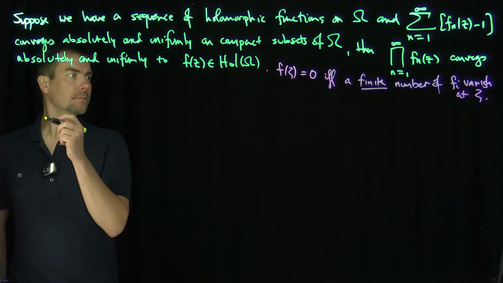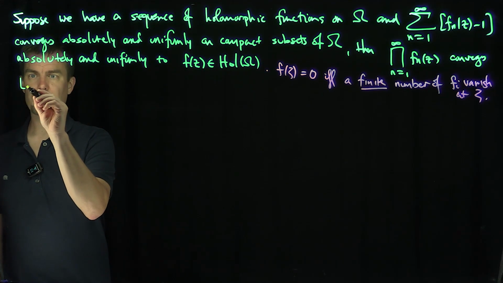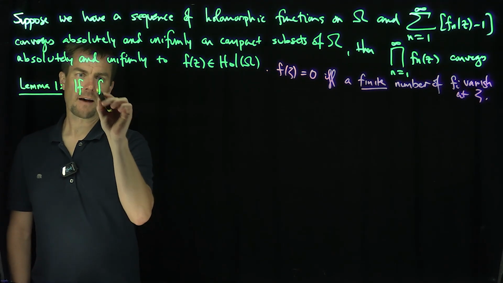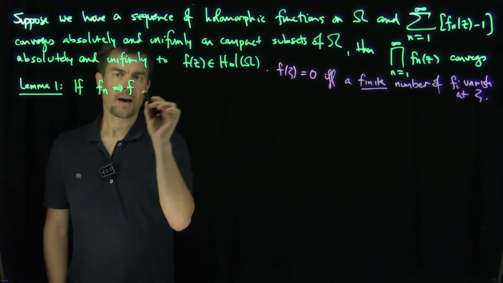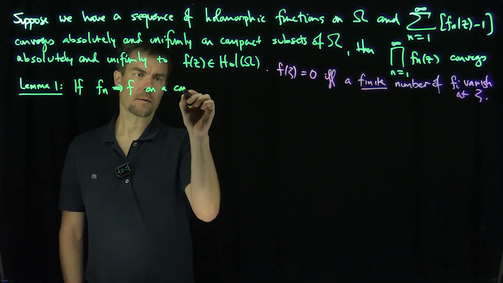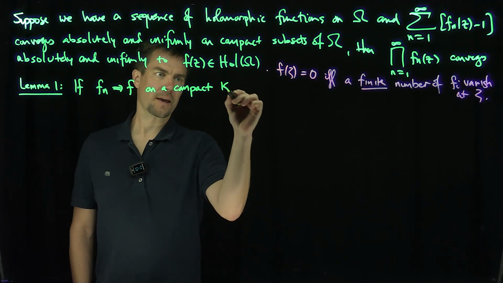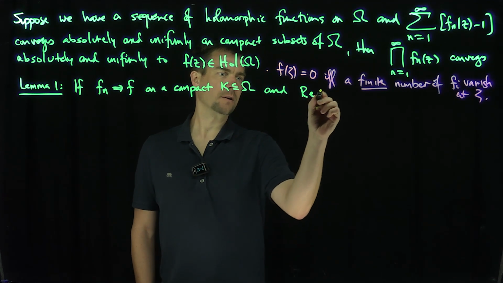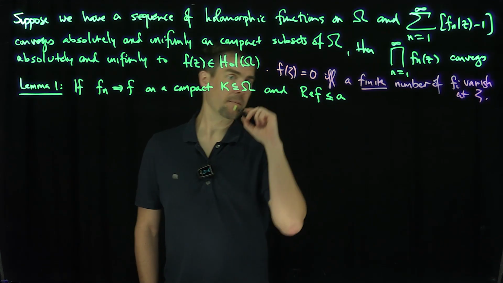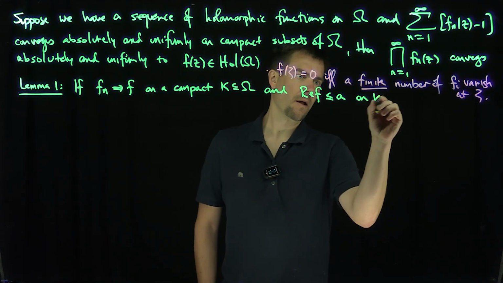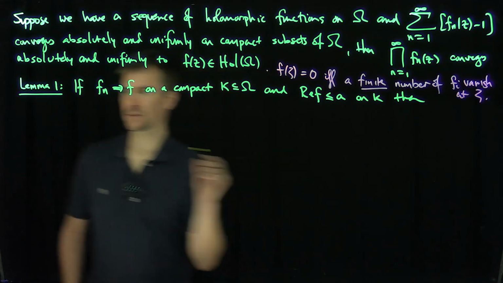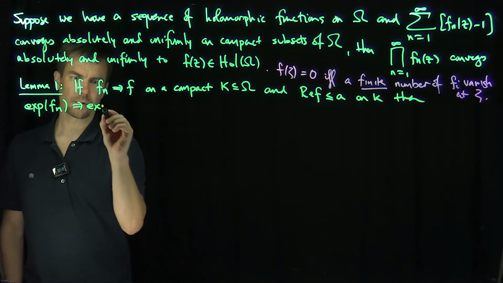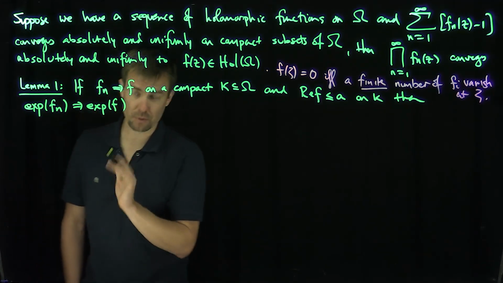So what's the idea? The idea is the following. We need the first lemma. So lemma 1. If fn converge uniformly to f on a compact set K, a subset of omega. The double arrows mean uniform convergence. And if the real part of f is less than or equal to a on that set, then what can we say? Then we can say that the exponential of fn converges to the exponential of f. And this is going to be important for us in the proof, right?